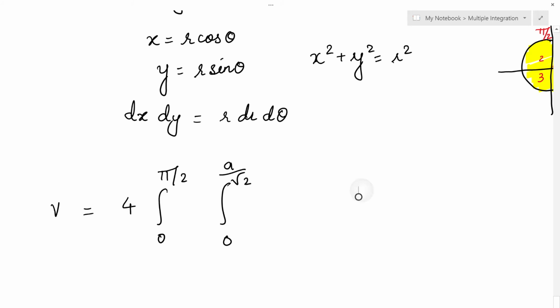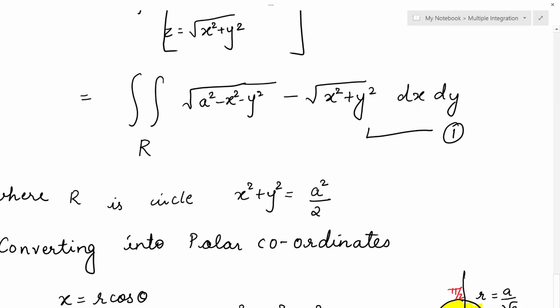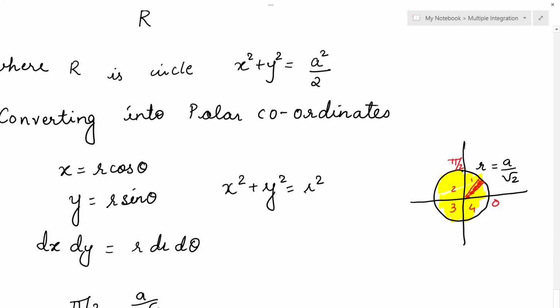And my inside integration, what is my inside integration? This will be x square minus y square. If you take minus sign common, that will become x square plus y square, which is r square. So that will be under root of a square minus r square, right? And this is minus r square dr.